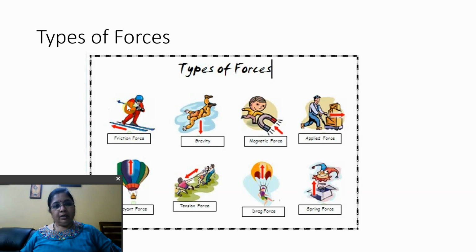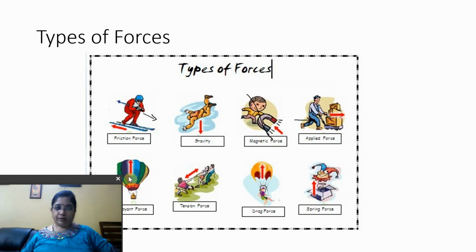Frictional force. This person is moving in this direction, right? So how does the frictional force act in the opposite direction? In fact, that is what is keeping this person stable. Gravitational force pulling this person down. Magnetic force, which you are not using now. Applied force. So you apply a force pushing a trolley. You're pushing a trolley, you're applying a force in this direction.